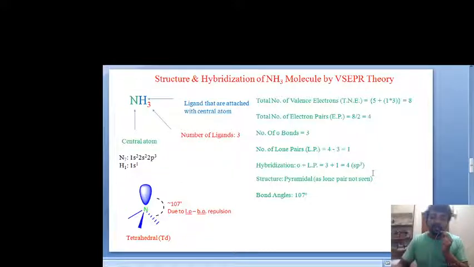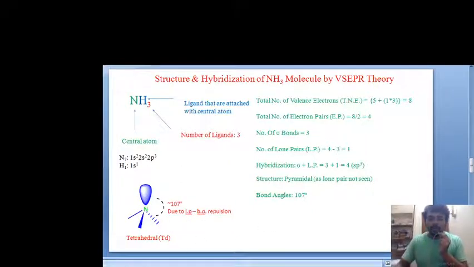the tetrahedral structure. But when we visualize the molecule, particularly in the crystal structure, we cannot observe this lone pair. That's why it looks like a pyramidal structure, and here the bond angle is near about 109 degrees 28 minutes, but it deviates from the idealized sp3 bond angle due to the stronger lone pair-bond pair repulsion.